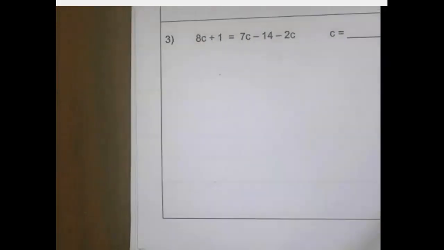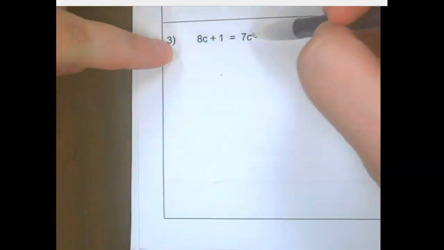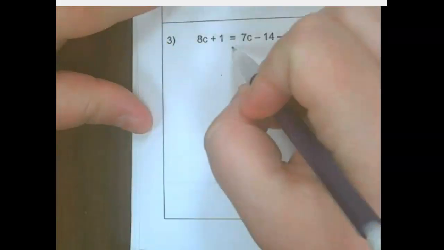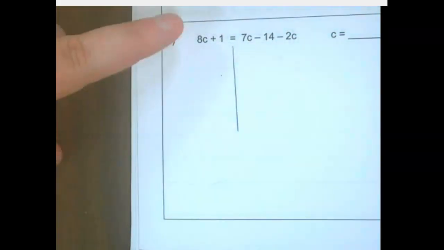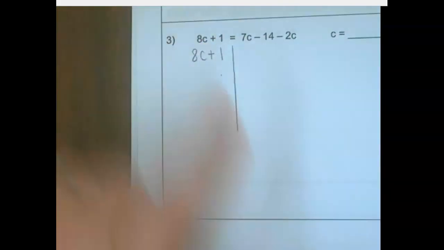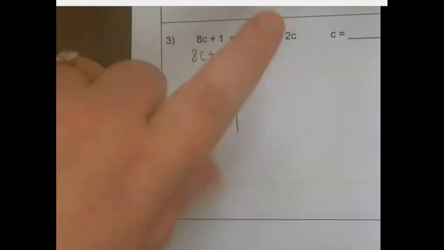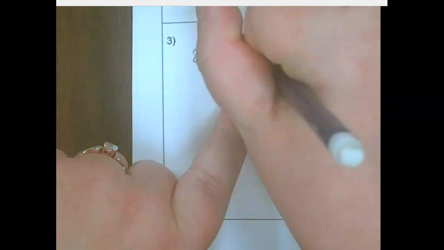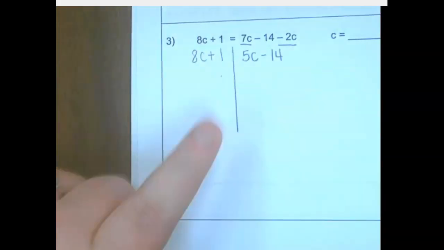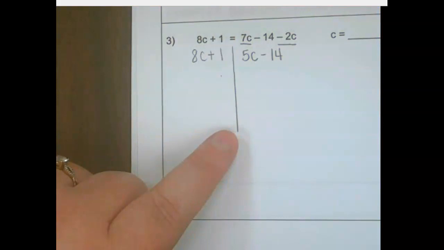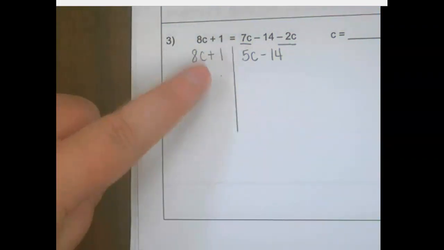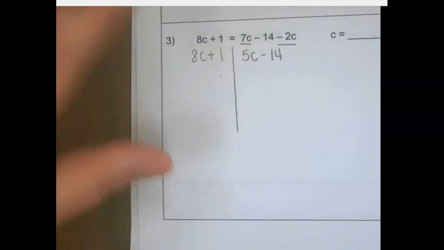All right, let's look at number 3. In number 3, I have 3 different places that have variables, which means that I'm going to have to combine first. So there's nothing I can do on the left side yet. I'm going to just write the left side down. And then on the right side, I'm going to combine my c's. I have 7c minus 2c, which is 5c, and bring down my minus 14. So in this case, because I had 3 variables present, I had to combine my like terms first.